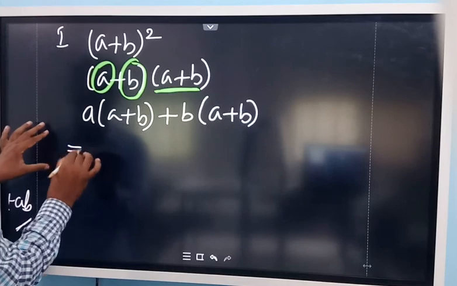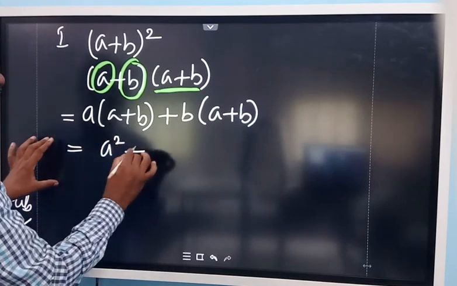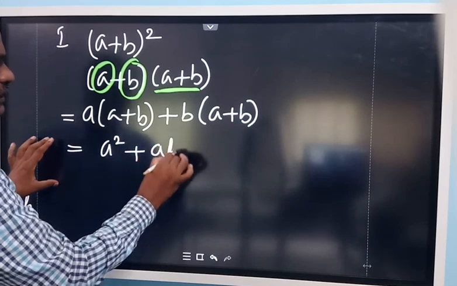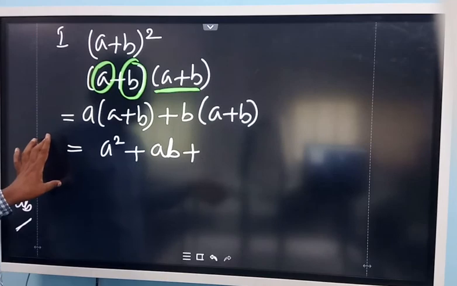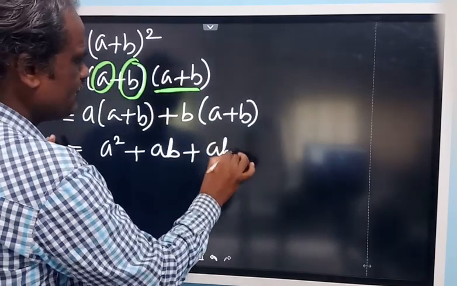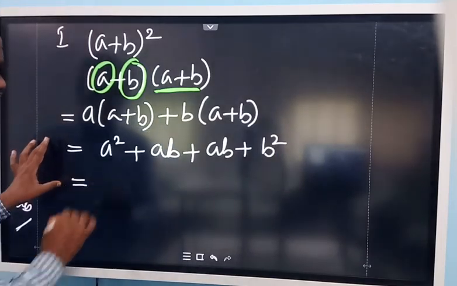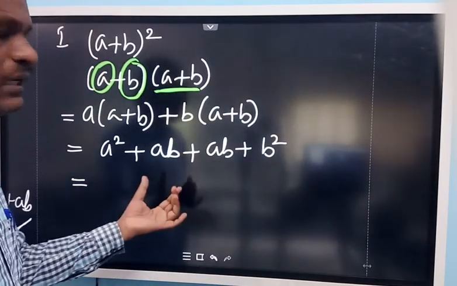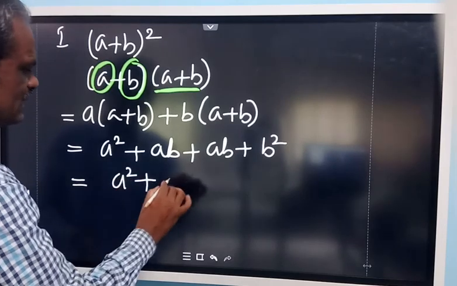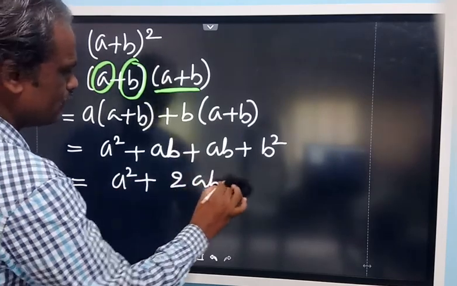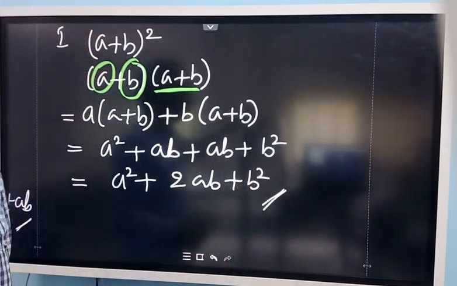So now you multiply this inside the bracket. a into a is a², plus a into b, ab, plus again b into a, it is ba or ab, both are the same, ab, plus b into b, b². So now like terms you can add here. a² you keep as it is, ab plus ab is 2 times ab, plus b². This is the first identity.